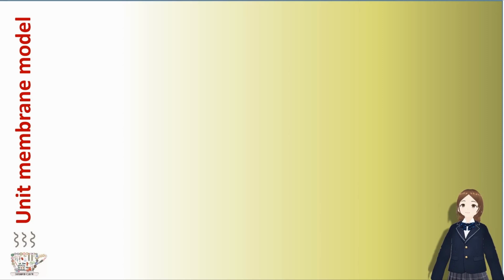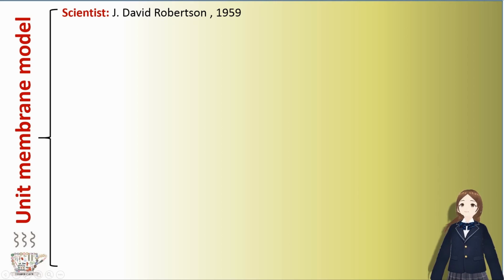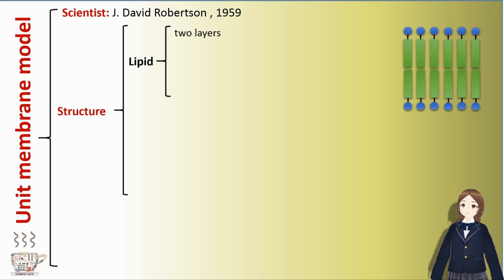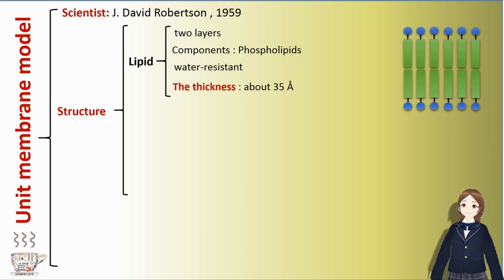The next model is the unit membrane model. J. David Robertson presented this model in 1959. According to Robertson, the cell membrane contains lipid, that is 2 layers, composed of phospholipid. It's water resistant, and the thickness of the lipid layers is about 35 angstrom. Also, the cell membrane contains protein.